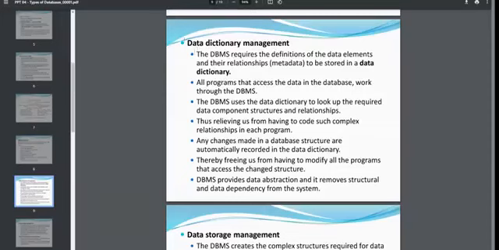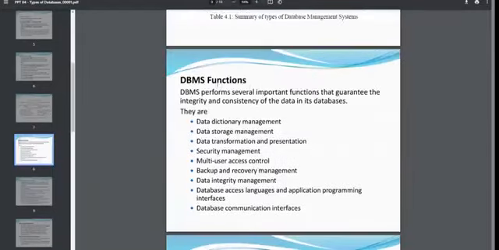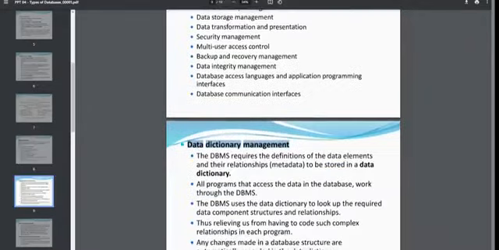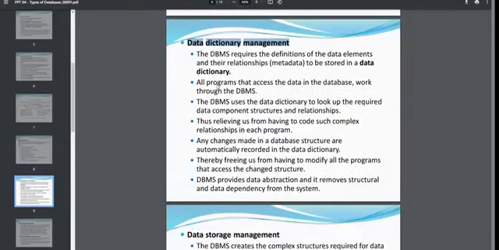Can you understand what data dictionary management is? Here we are discussing database management systems and their functions. So what does data dictionary management mean? I will explain this with an example. Think of a practical scenario, imagine there is a library. We are using a database management system, that means software for handling data.